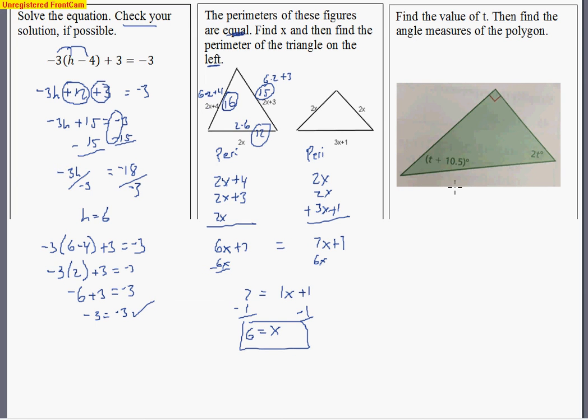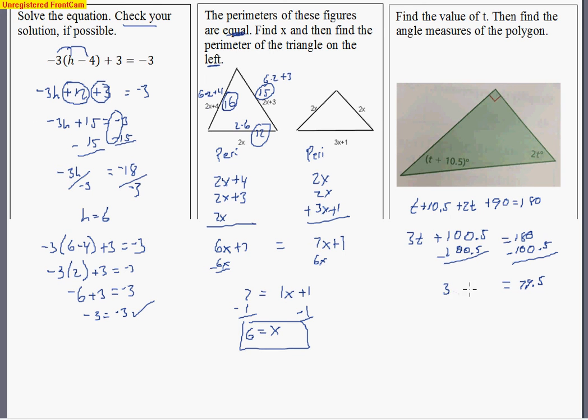And then find the value of t, and then find the angle measures of the polygon. So I know that t plus 10.5 plus 2t, plus the 90-degree angle, is going to equal 180 degrees. So when I go ahead and collect some like terms, I get 3t plus 10.5 equals 180. And so when I subtract that 10.5 from both sides, I end up having to borrow a little bit, and I end up getting 79.5 equals 3t. Oops, it's a t instead of an x.